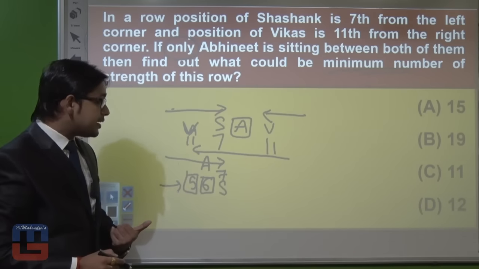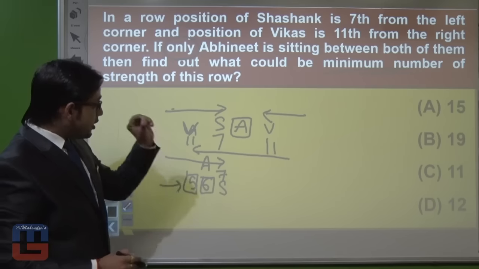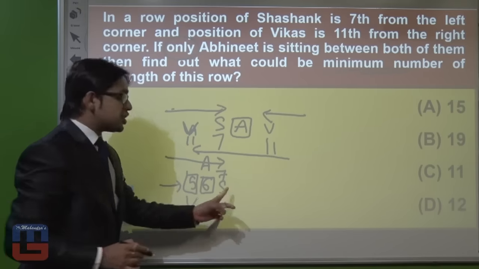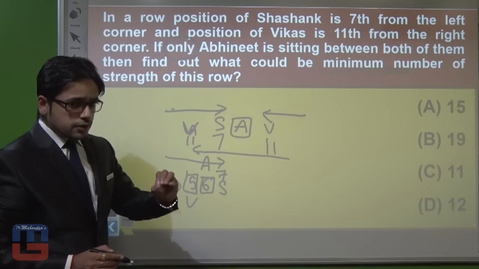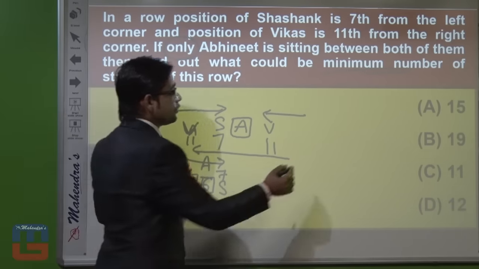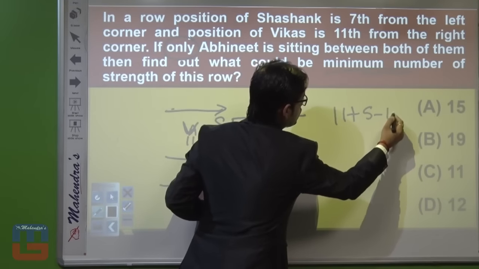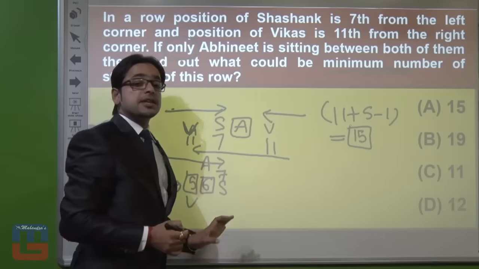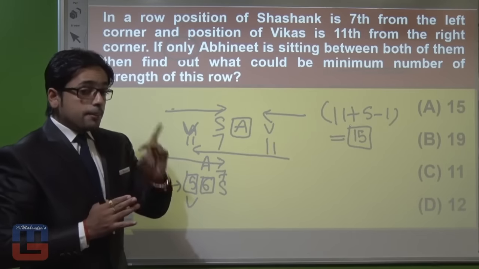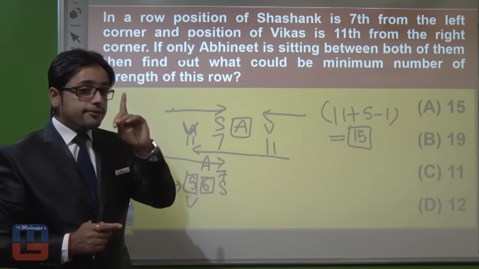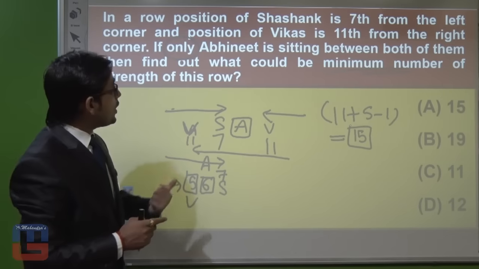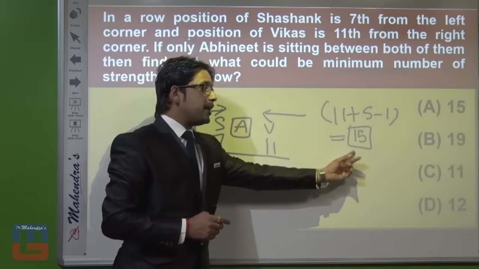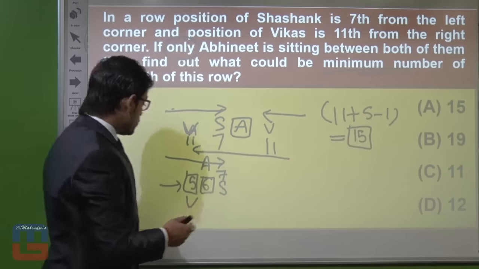We are again going to tell you that the examiner wants to tell you that only Abhineet is sitting between Vikas and Shashank, so what could be the minimum number of strength of this row? The minimum number of strength of this row will be 11 plus 5 minus 1. What will we get? We will get 15. So 15 could be the minimum number of strength of this queue. Why is 15 the minimum? Because the examiner is saying only Abhineet is between Vikas and Shashank. So the right answer of this question will be 15, which is written on option number first. Let's move on towards the next question.